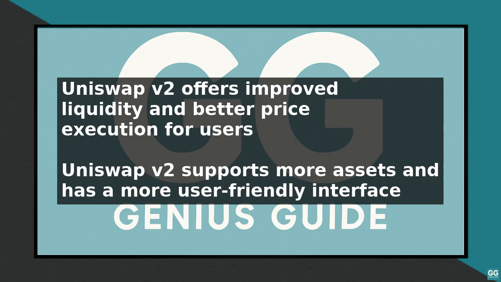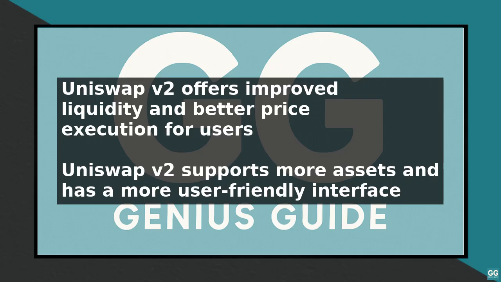Uniswap V2 provides a range of advantages, including improved liquidity, better price execution, and reduced slippage. It also supports more assets and has a more user-friendly interface compared to its predecessor.